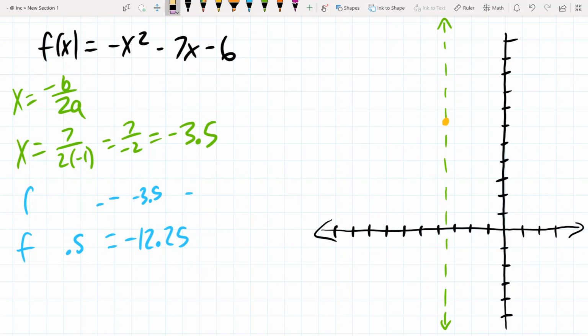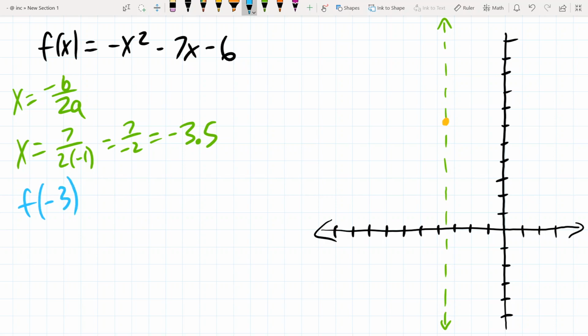I usually just take whatever number has the smaller absolute value just to keep the numbers smaller. It always feels to me like that's a little bit easier if the numbers look a little smaller, even though technically it's bigger, but whatever. All right, so we're going to find f of negative 3. So we're going to do negative 3 squared minus 7 times negative 3 minus 6.